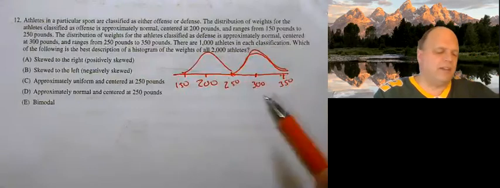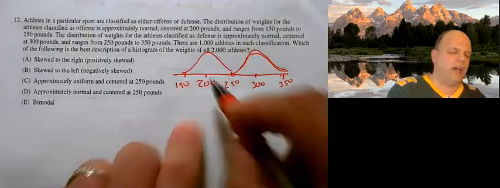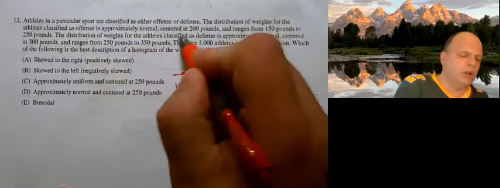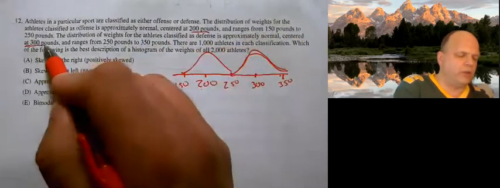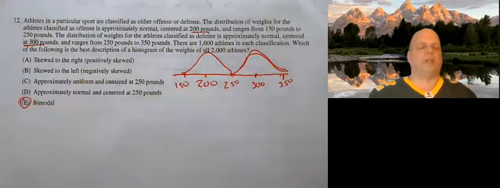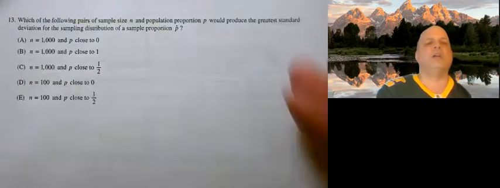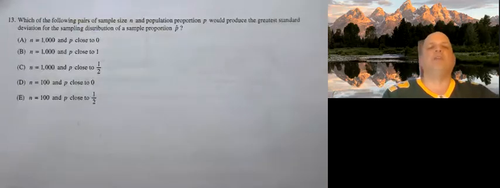Which of the following is the best description of the histogram of the weights of the 2,000 athletes? Well, I know I don't have a histogram drawn here, but I can clearly tell that I have two distinct centers. They told me I had a center at 200, and they told me I had a center at 300. Because I have two distinct centers, this is going to be approximately a binomial distribution.